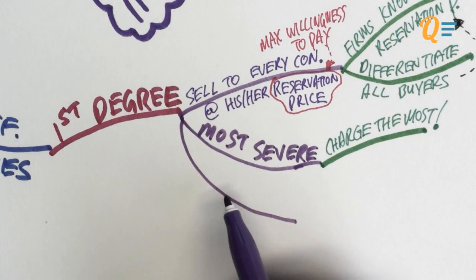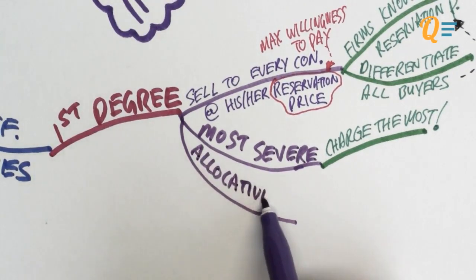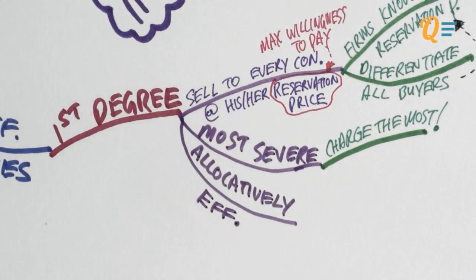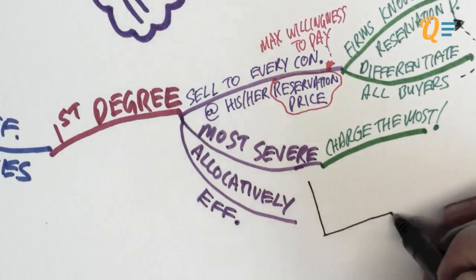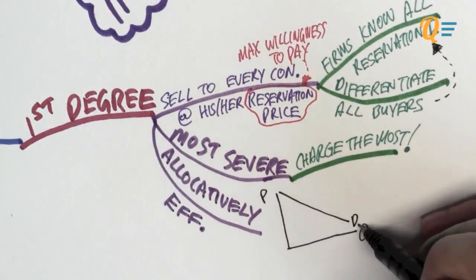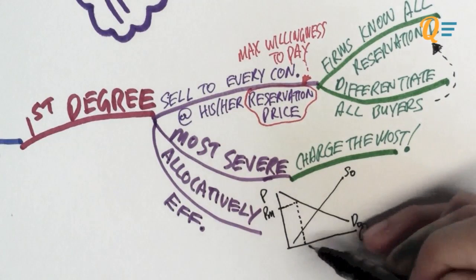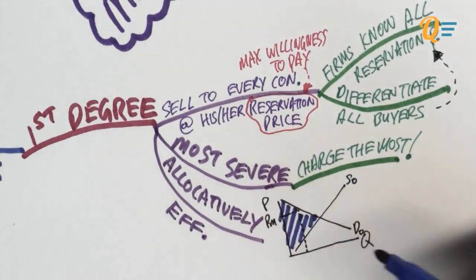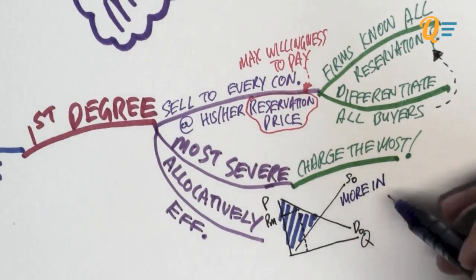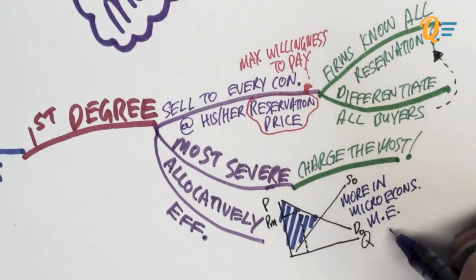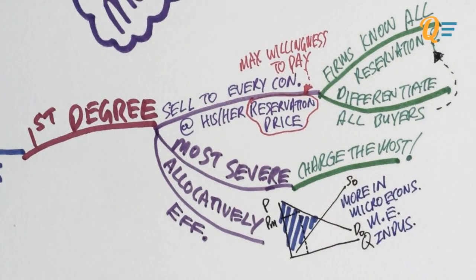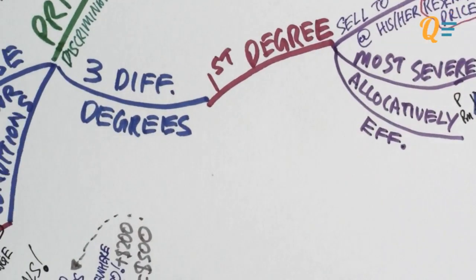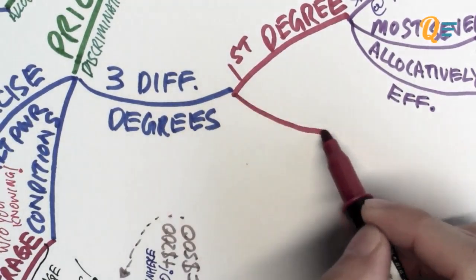However, as severe as first degree price discrimination can be, it is actually allocatively efficient. The monopolist would some way, somehow be able to capture all the consumer surplus such that there is no deadweight loss in the market. More of these to come in microeconomics, managerial economics, as well as industrial economics. So maybe it'd be good if you were to share this with your friends.